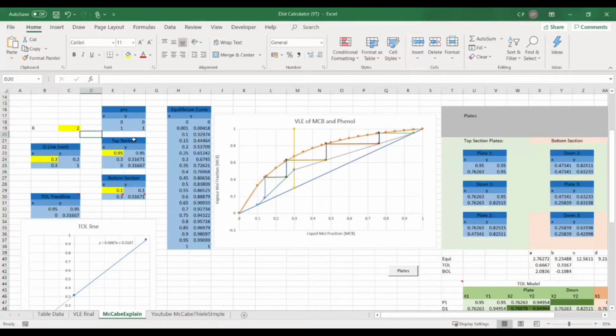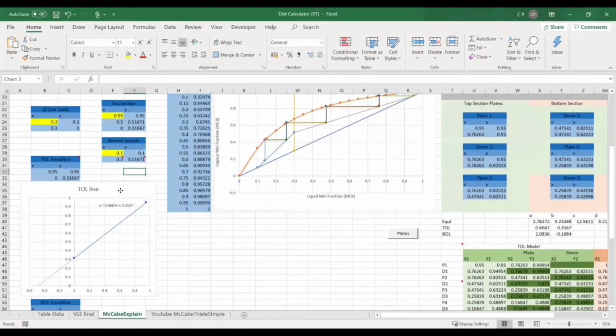Moving on to your top section, so here's my top operating limit. The first point that you always plot on here is xT, xT, which is just your top separation point. It's always going to lie on this x equals y line. It's this green dot here. And from that point, you can generate this top operating limit line.